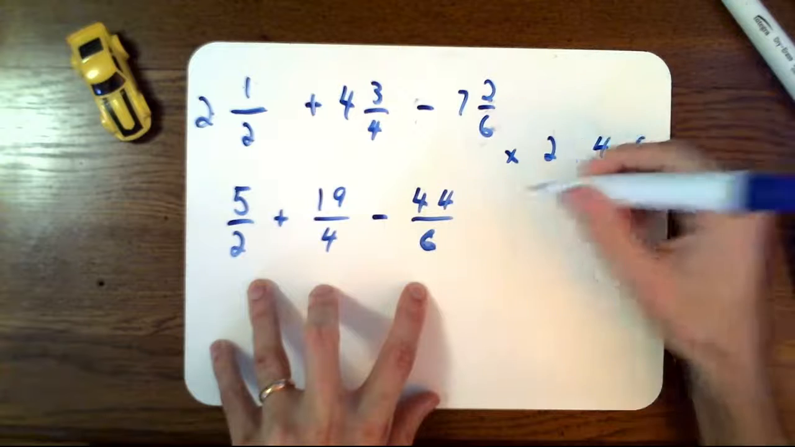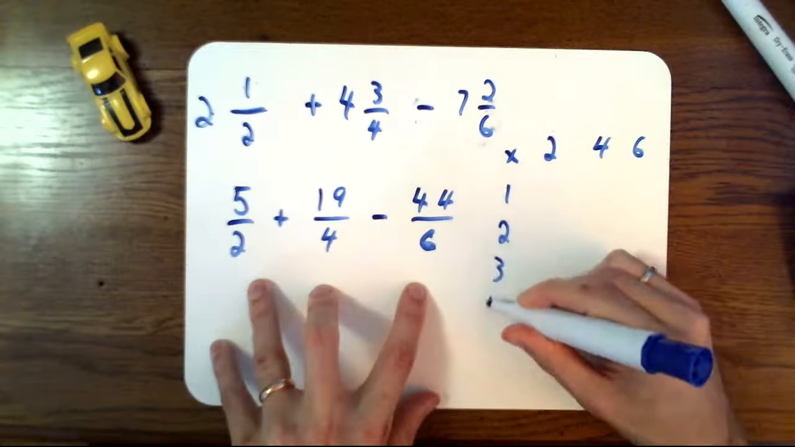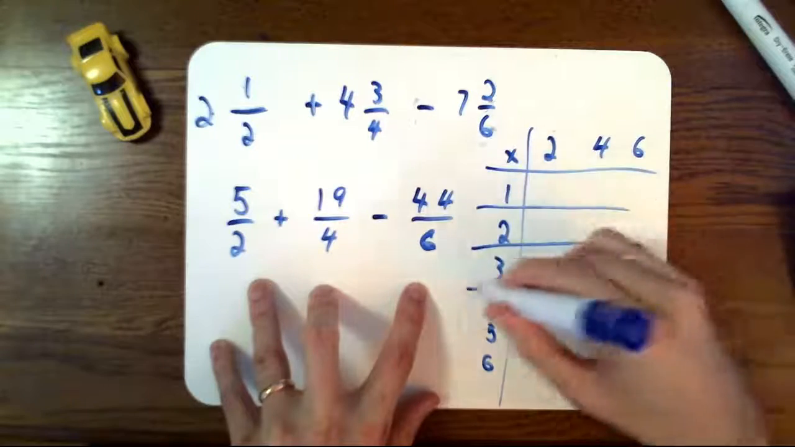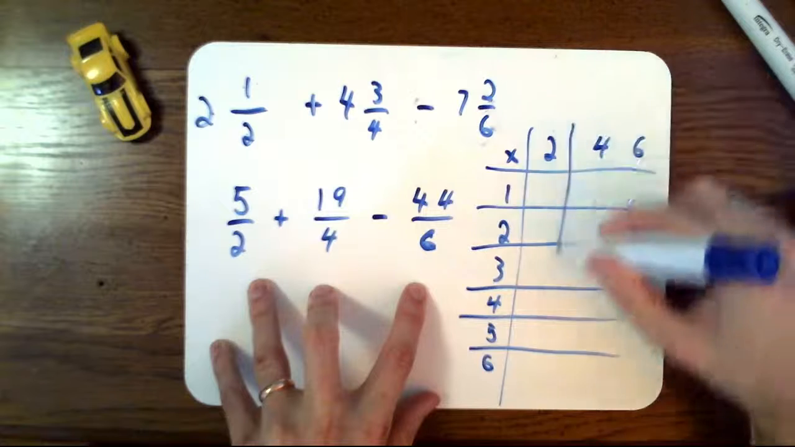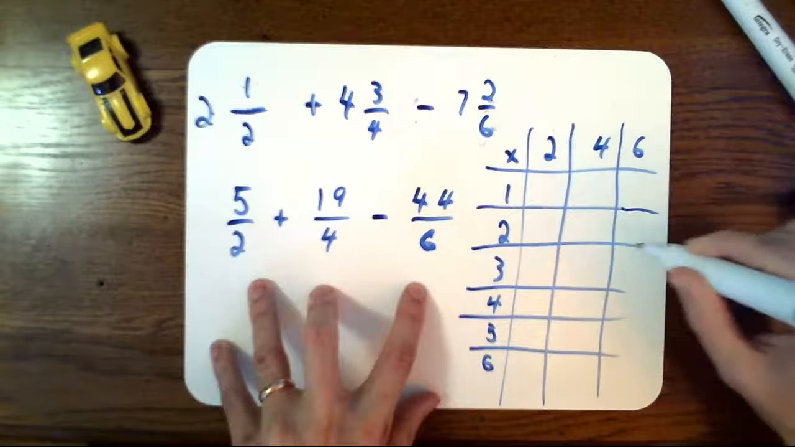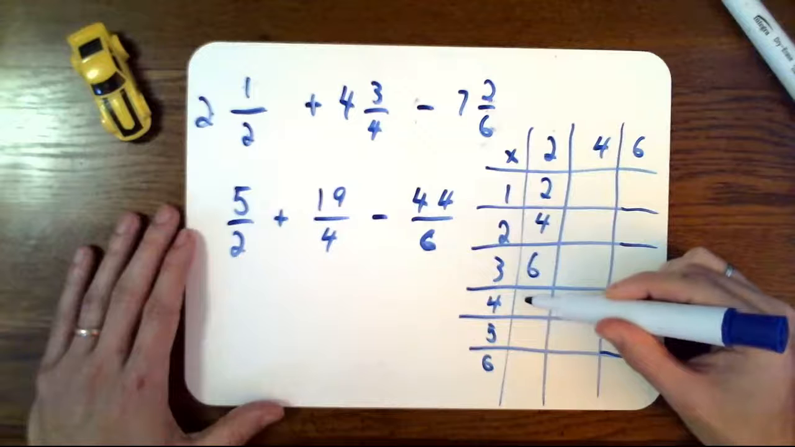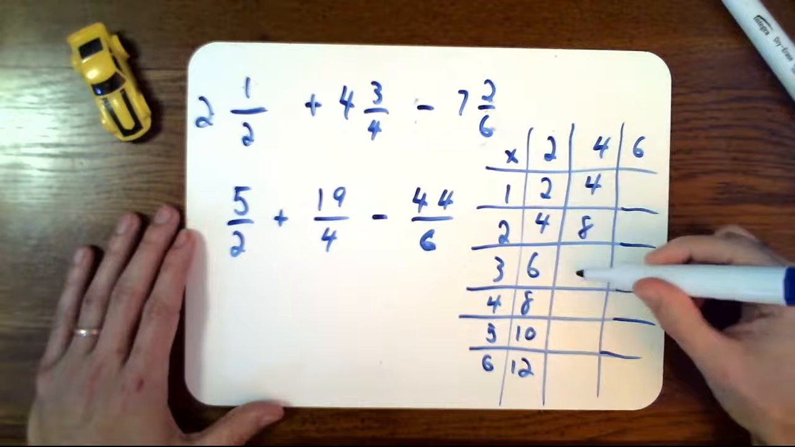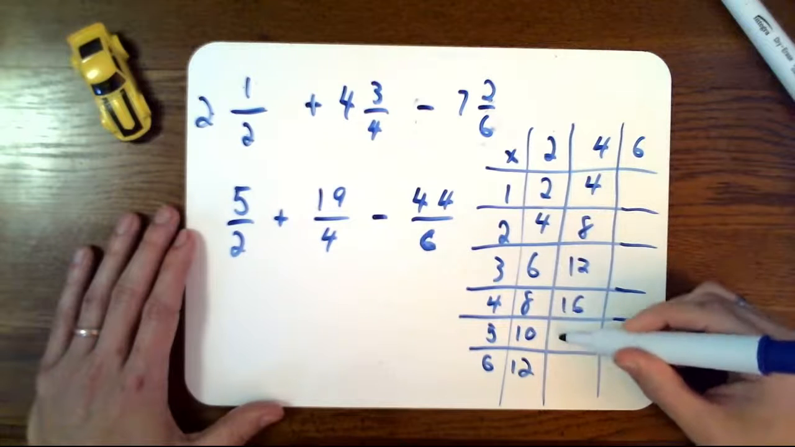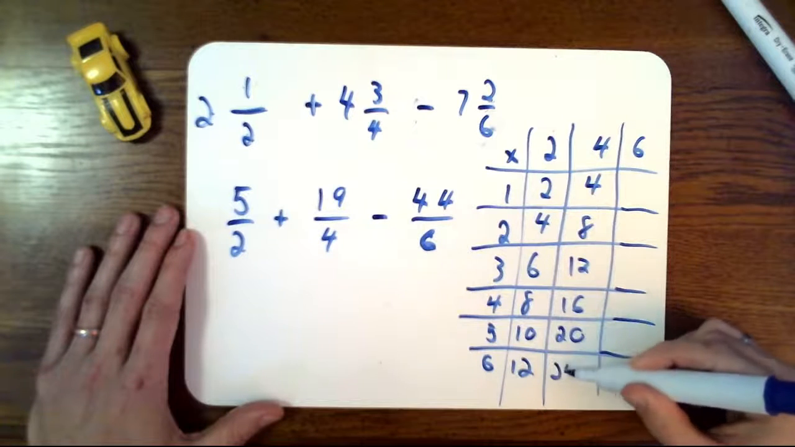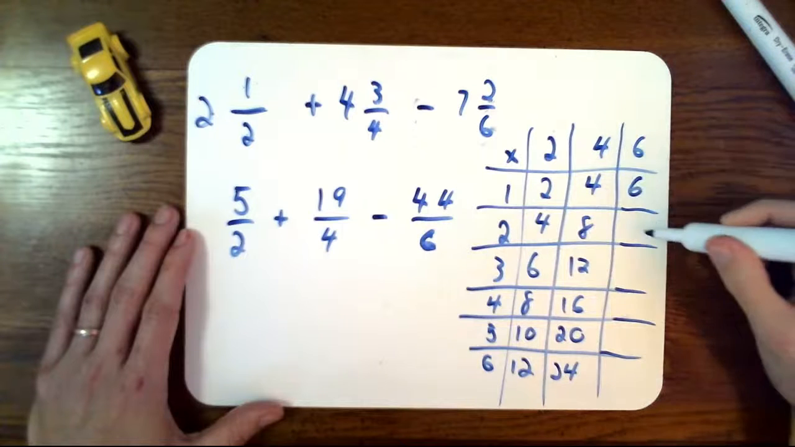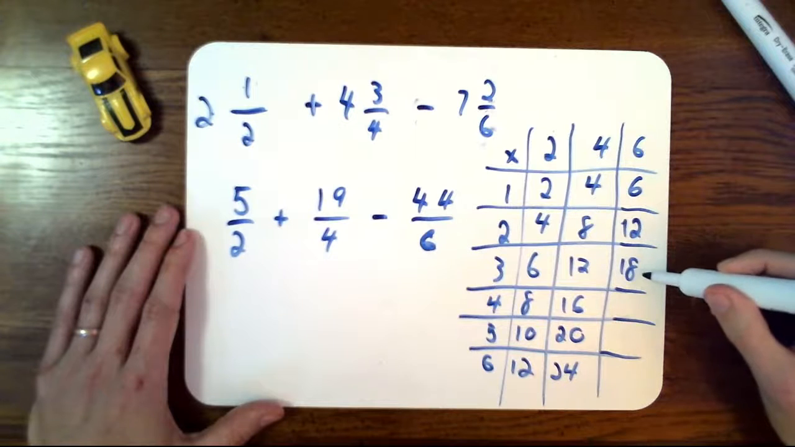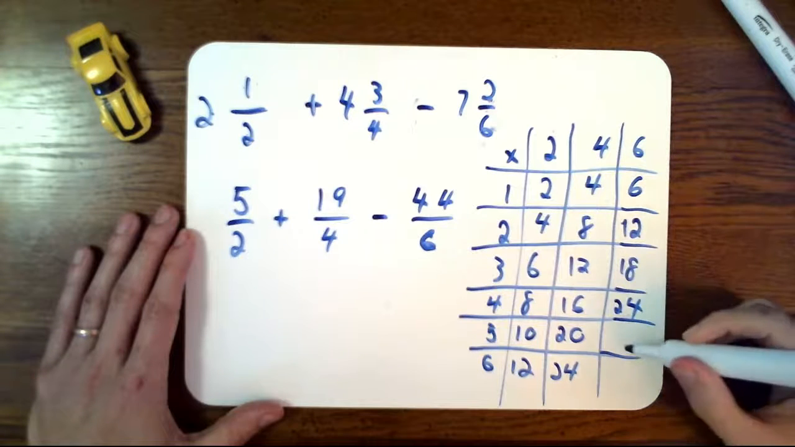2, 4, 6 times 1, times 2, times 3, times 4, times 5, times 6. And if you like this method for this part, you can kind of stop the video. 2 times 3, 2 times 4, 2 times 5, 2 times 6, 4 times 1, 2, 3, 4, 5, 6. 6, 12, 18, let's see, 24.